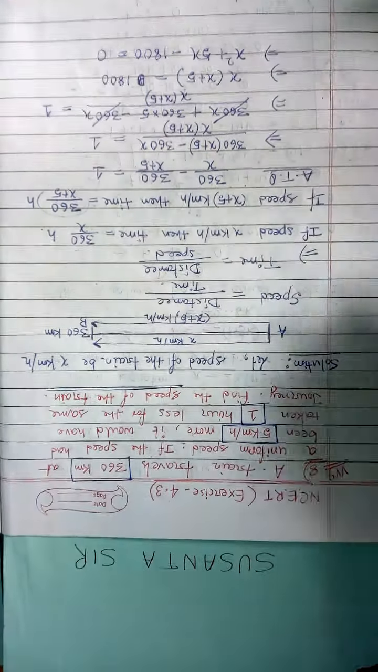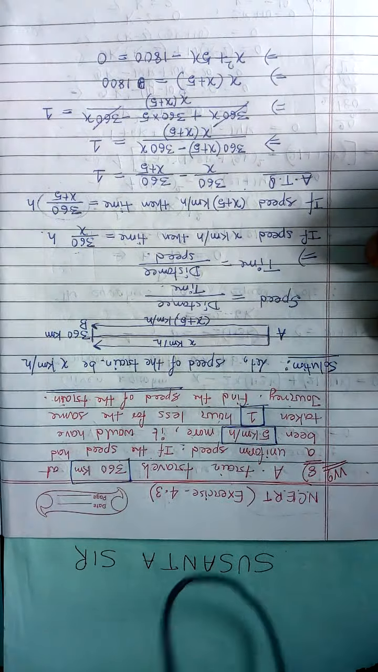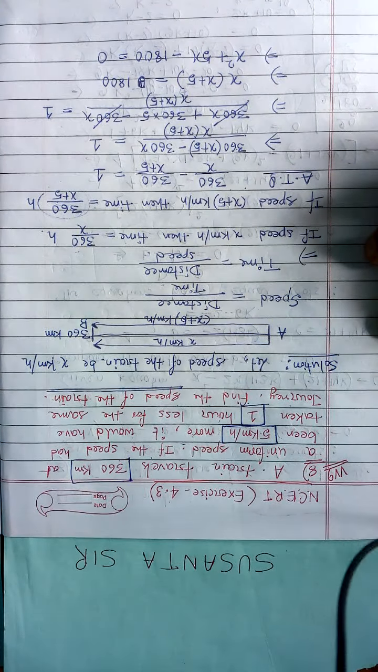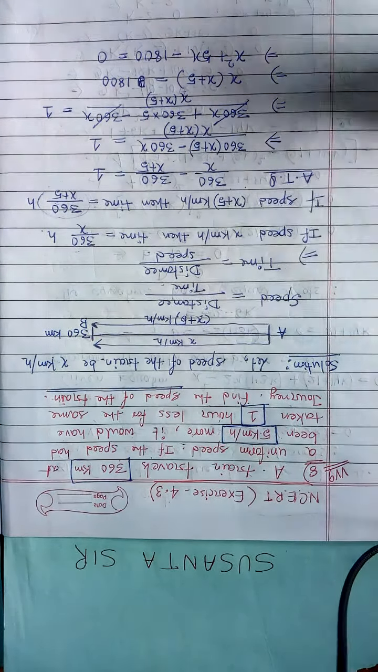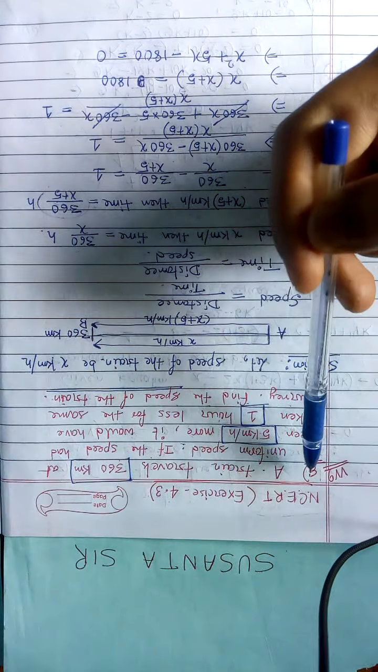Good morning, everyone. Today I'll explain one word problem from the chapter quadratic equation. Which type of problem? The type of problem is speed distance type problem. Firstly, see the question. This is a question from exercise 4.3, question number 8.